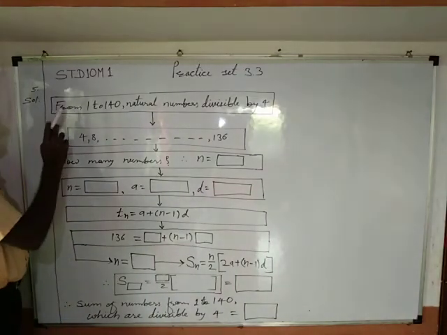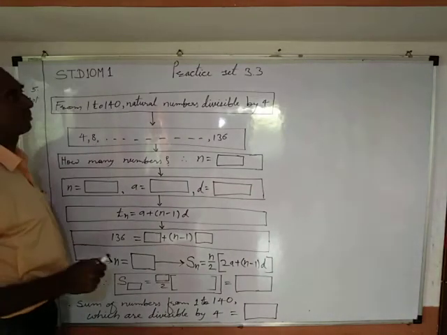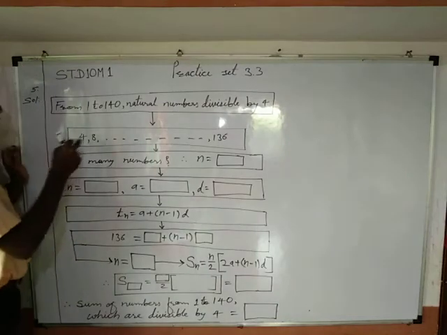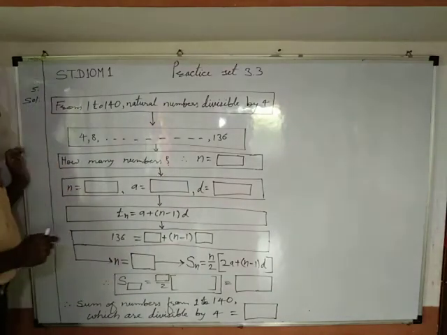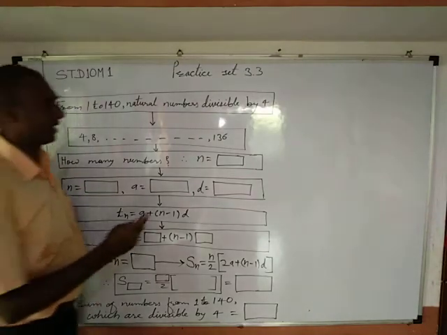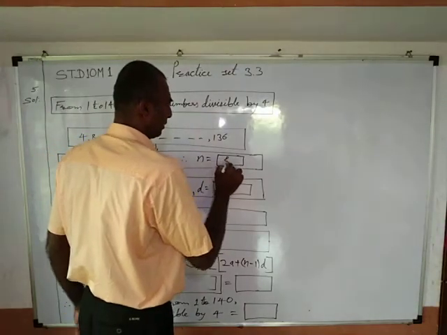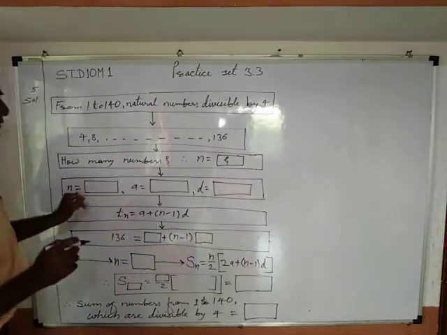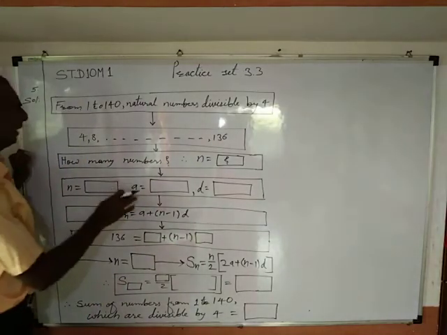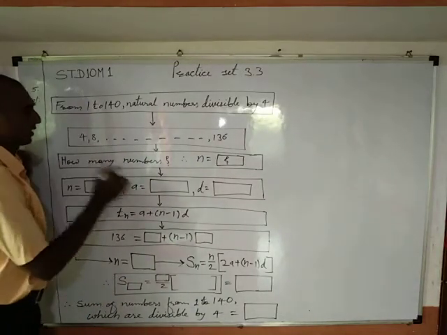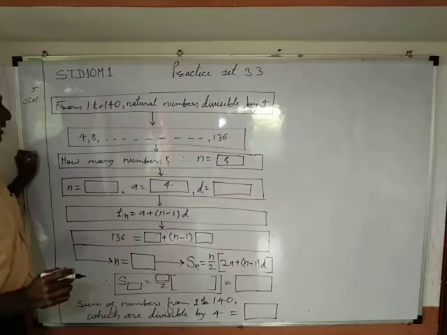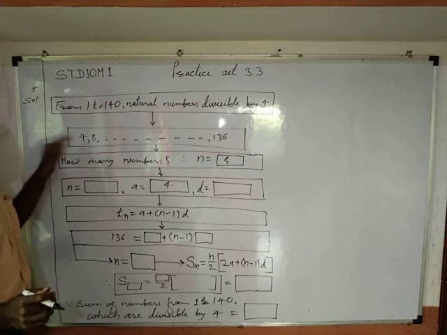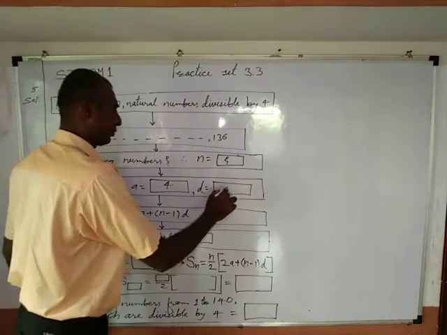Question 5 solution. From 1 to 140, the natural numbers divisible by 4 are 4, 8, 12, and so on up to 136. How many numbers, that means n equals what? We are interested to find a, that means t1. t1 is 4. d is the difference between consecutive terms, d equals t2 minus t1, that means 8 minus 4 gives us 4.